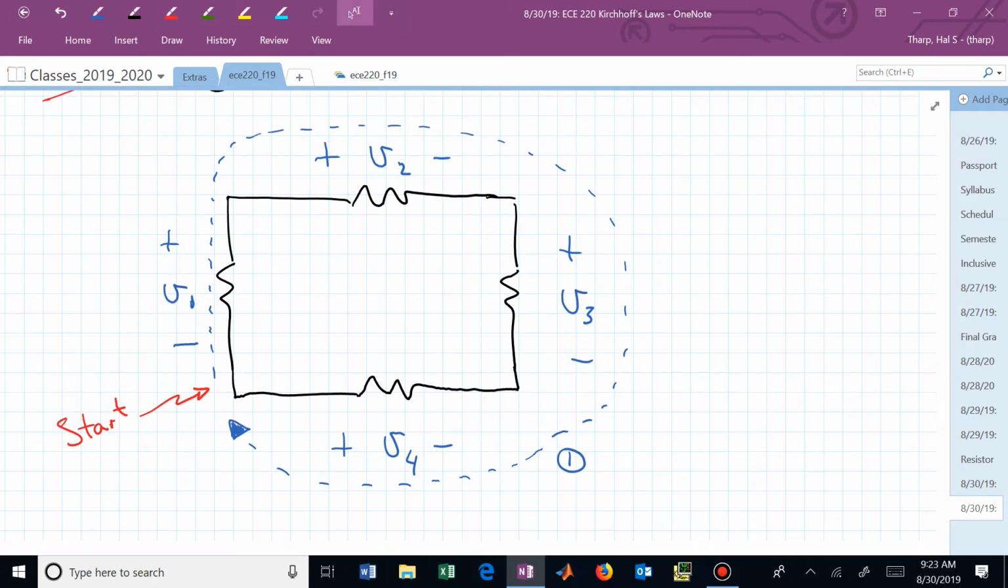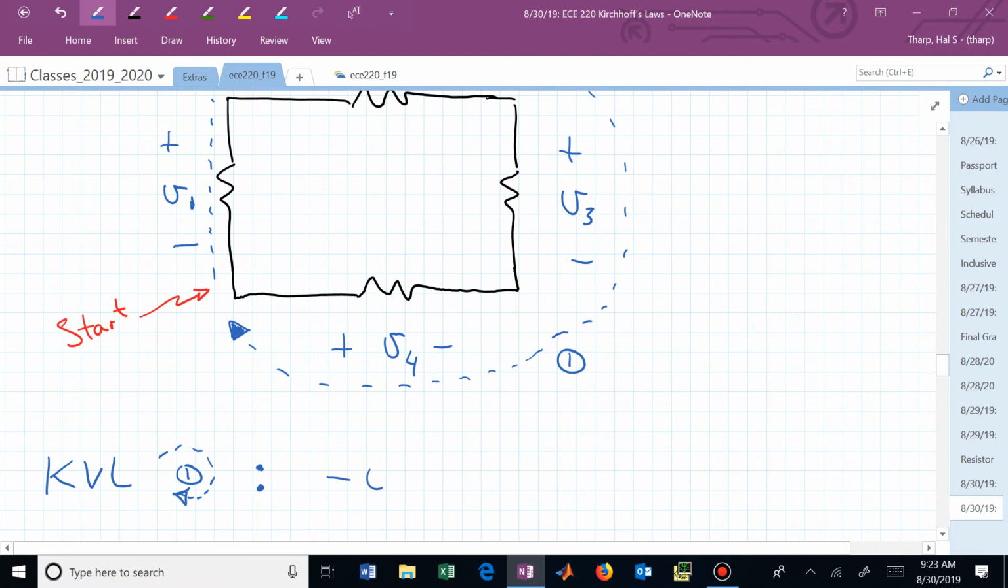So I will say minus V1 plus V2 plus V3 minus V4, and then I'm back to where I started. Is that clear? I'm going to say minus V1 plus V2 plus V3 minus V4 is equal to 0.